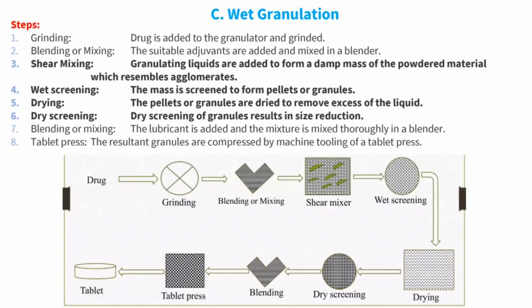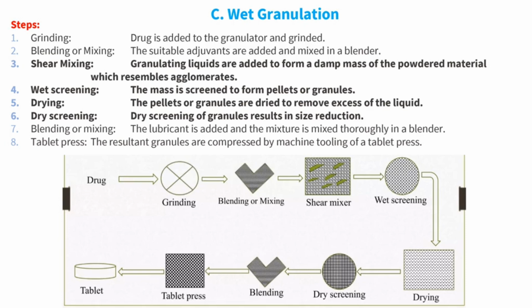C. Wet granulation. Steps: 1. Grinding. The drug is added to the granulator and ground. 2. Blending or mixing. The suitable adjuvants are added and mixed in a blender. 3. Shear mixing. Granulating liquids are added to form a damp mass of the powdered material which resembles agglomerates. 4. For wet screening, the mass is screened to form pellets or granules.